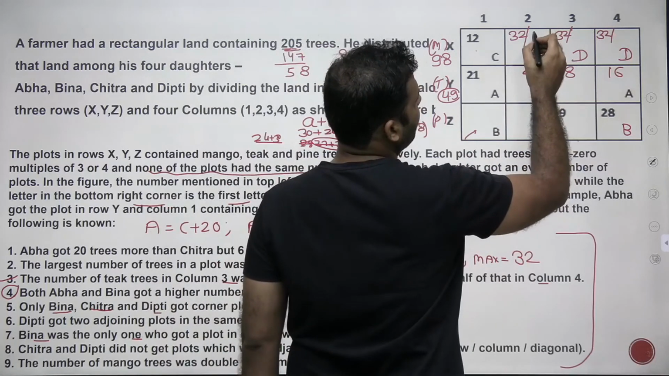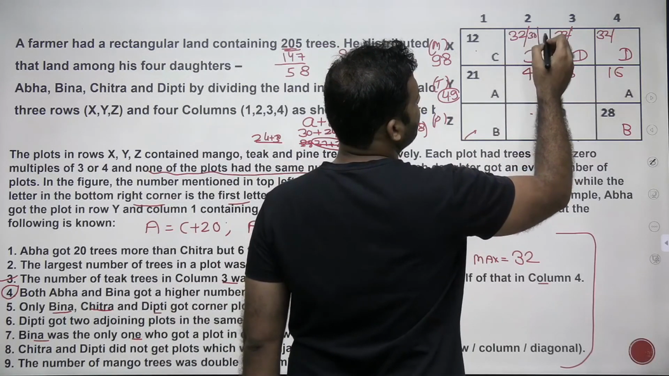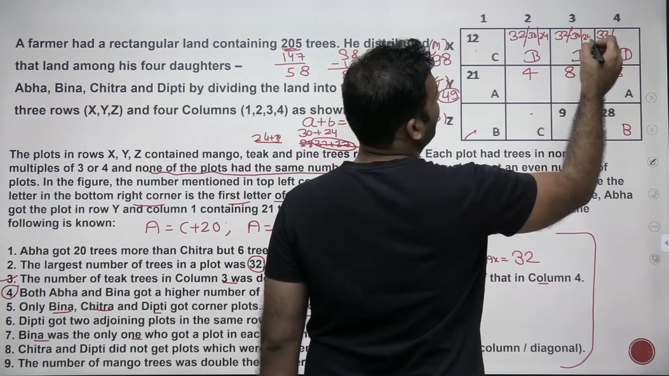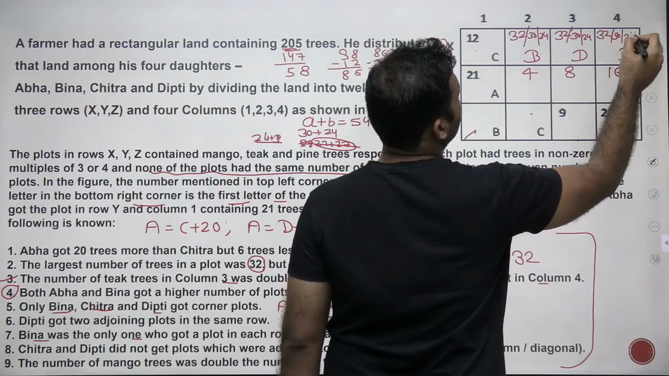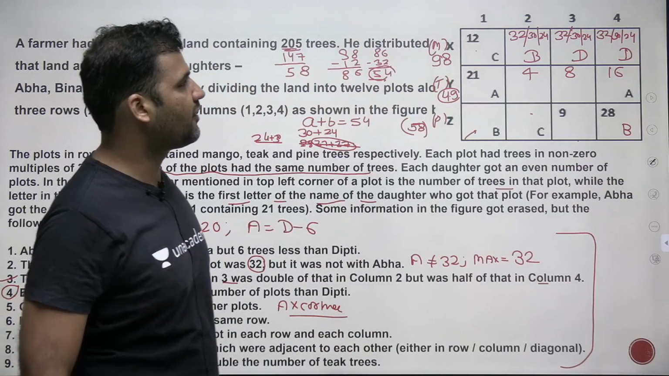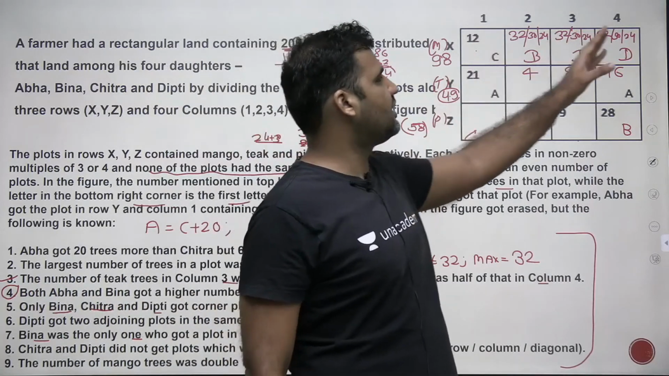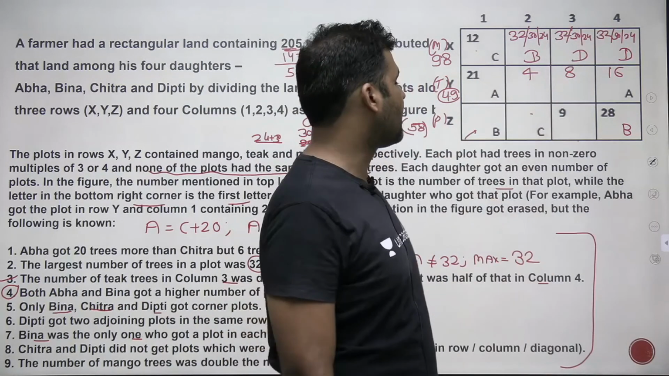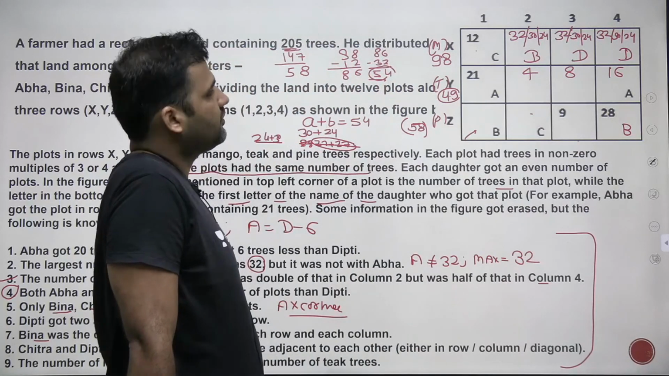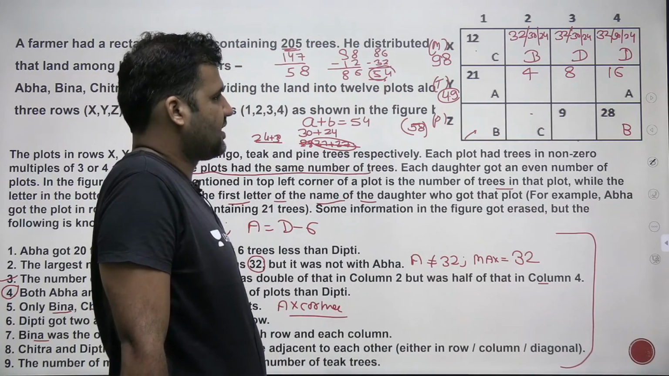So the rest of the two values in this will definitely be 24 or 30, right? So these three cells will be having the trees as 32, 30 and 24. But at this point of time, I do not know which cell will be having 32, which cell will be having 30, which cell will be having 24. But one of these cells is definitely made of 32, 30 or 24. All right. Okay. So that's the point here, right?